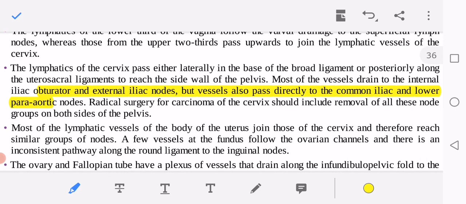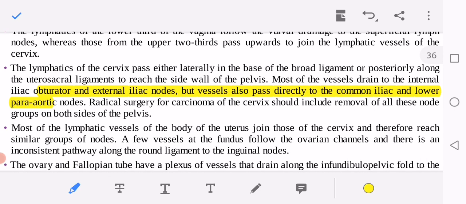So the lymphatics of the cervix pass either laterally in the base of the broad ligament or posteriorly along the uterosacral ligament to reach the side wall of the pelvis, and most of these vessels drain into the internal iliac, obturator and external iliac nodes. But vessels also pass directly to the common iliac and lower para-aortic nodes. Radical surgery for carcinoma of the cervix should include removal of all these node groups.